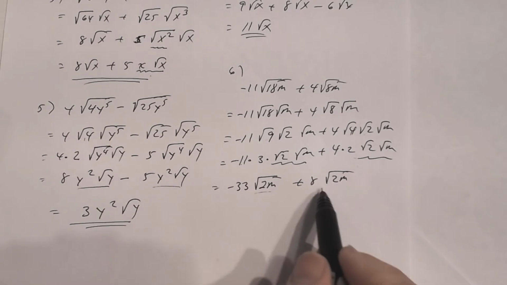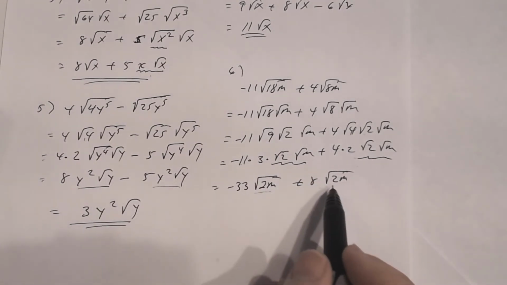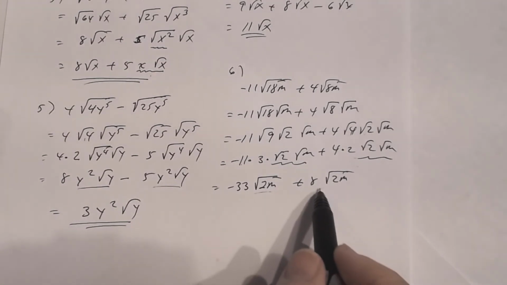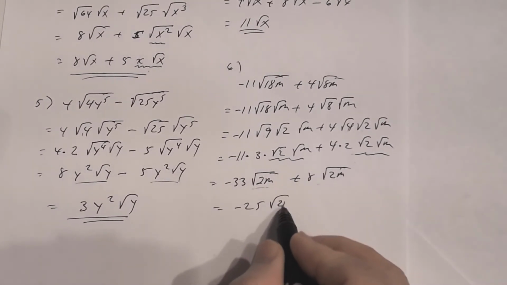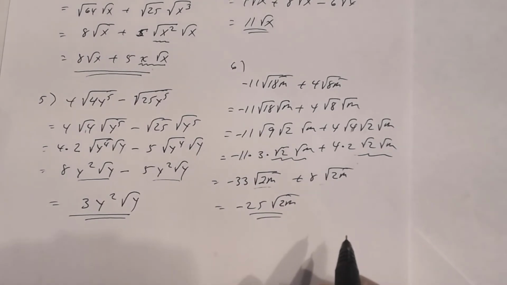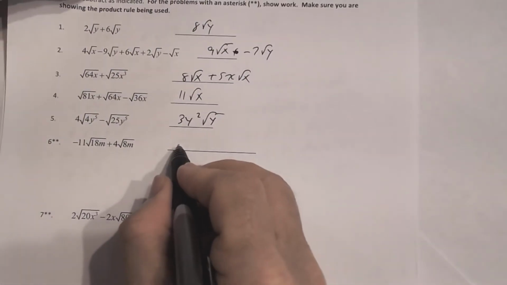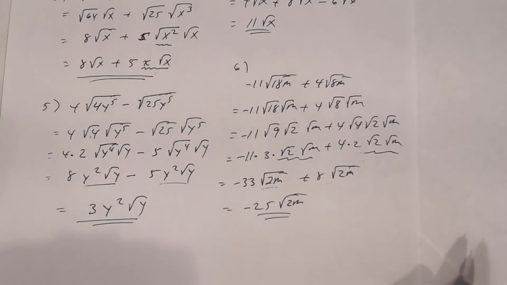And now those are like terms because the indices are the same. They're both square roots, and the radicands are the same. So a -33 and a +8 will give me a -25 square root of 2m. So that's the answer to number 6. So number 6, we have -25 square root of 2m. Okay? All right, let's talk about number 7.